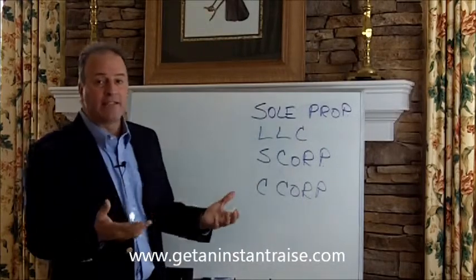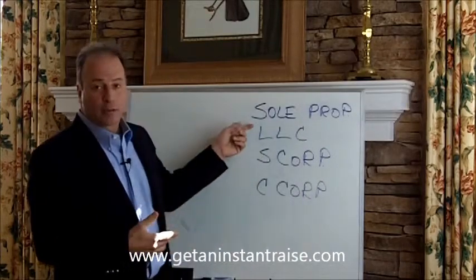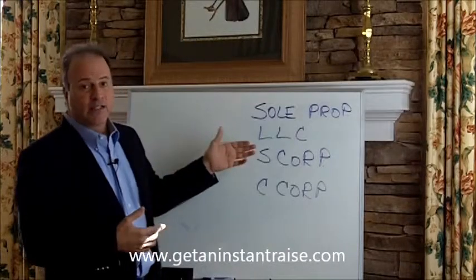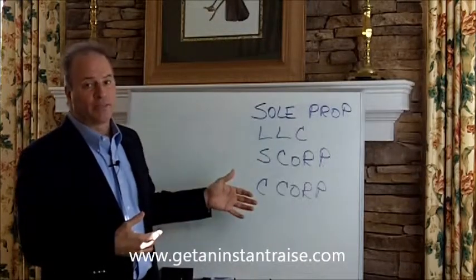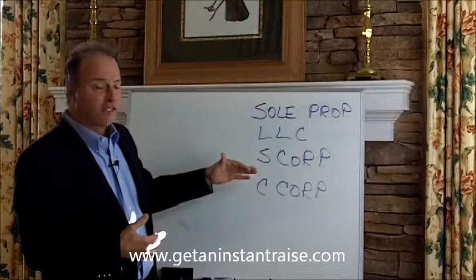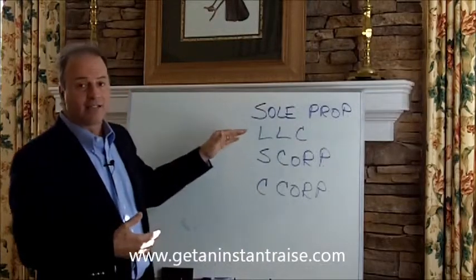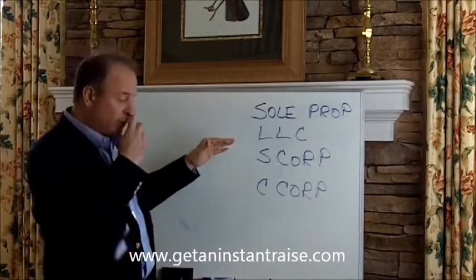Now, what are the 4 entities of owning a business? You have a sole proprietor, you have LLC, you have an S corporation, and you have a C corporation. And we're going to go over each one of these. And what we want to do is we want to leave the LLC to last, and there's a reason for it, and I'll show you why.